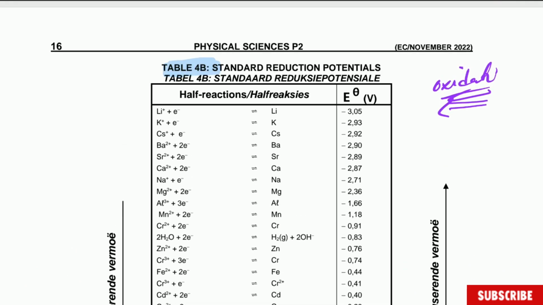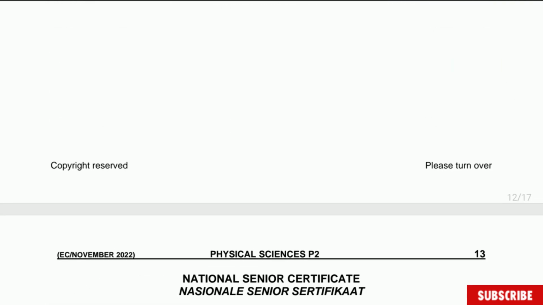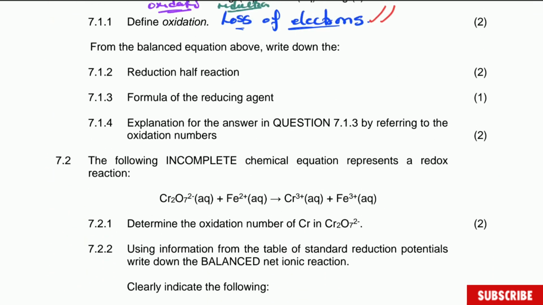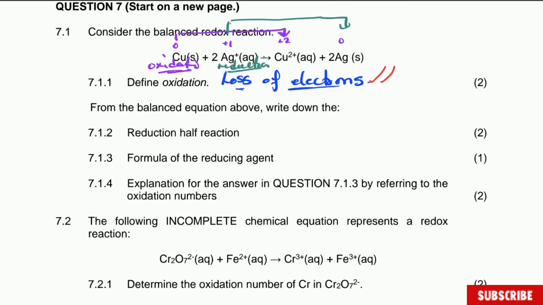I'm using the 4B table. That is quite simple. I hope you understand, and it's quite important for grade 12. Okay, so that's it. Now write the formula of the reducing agent.